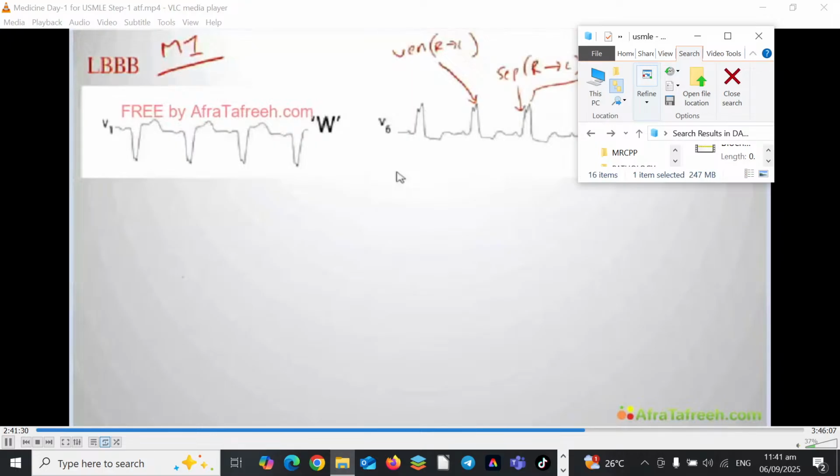3 to 5 is the golden number. If there are 3 large boxes between two RR intervals, you're good. If there are 5 large boxes, you're good. Anything more than that or less than 3 is tachycardia or bradycardia.